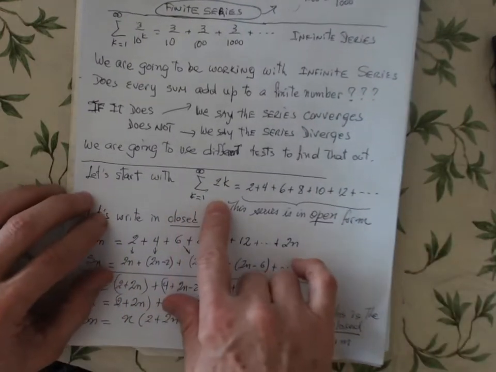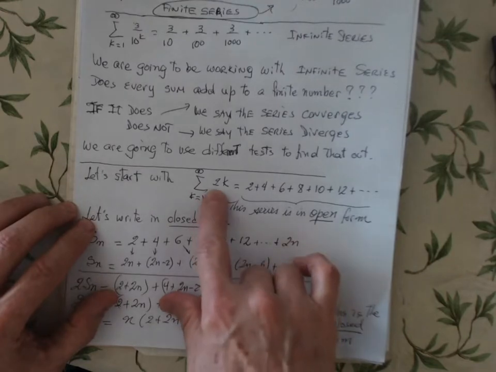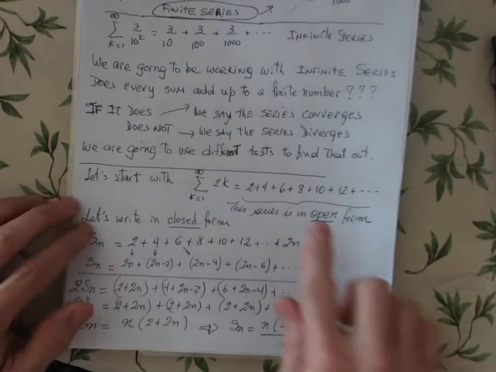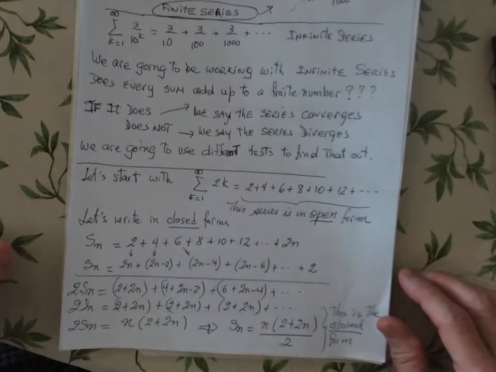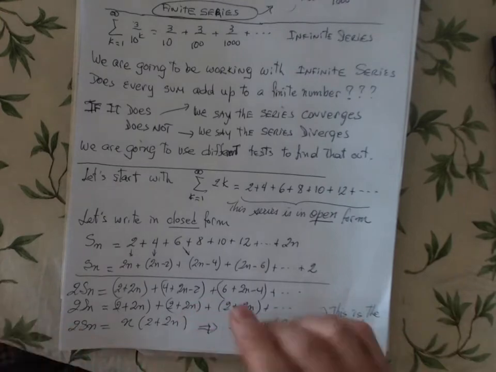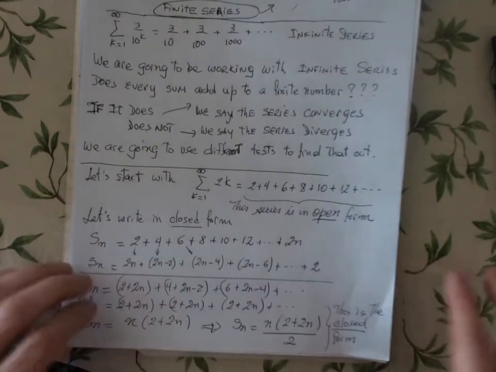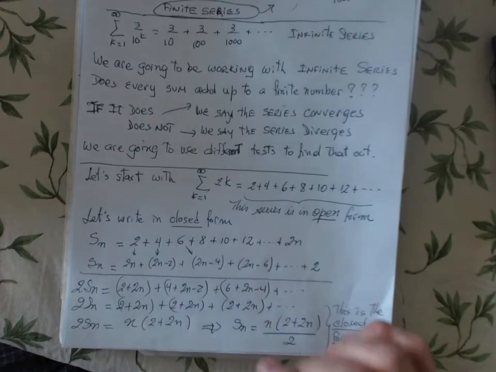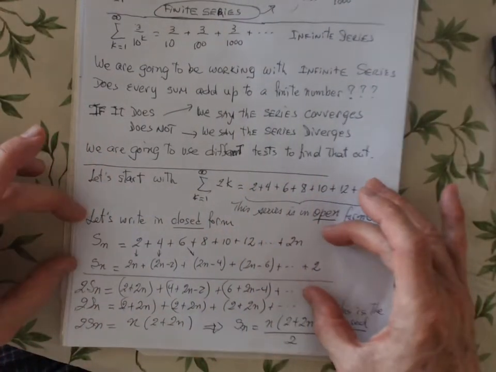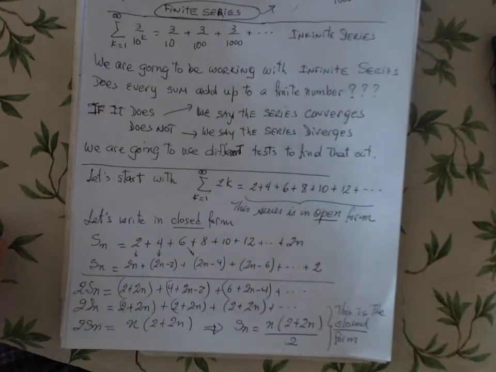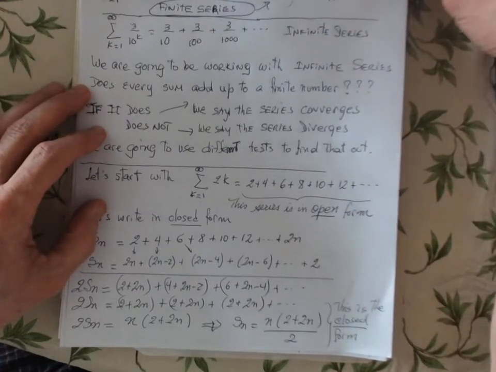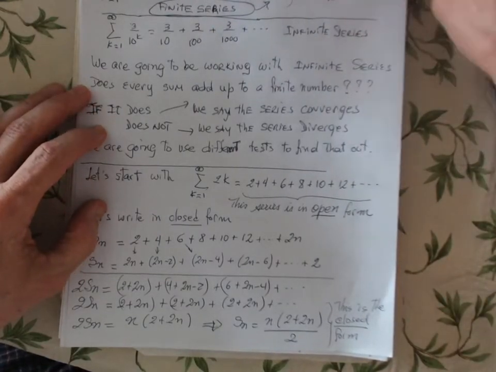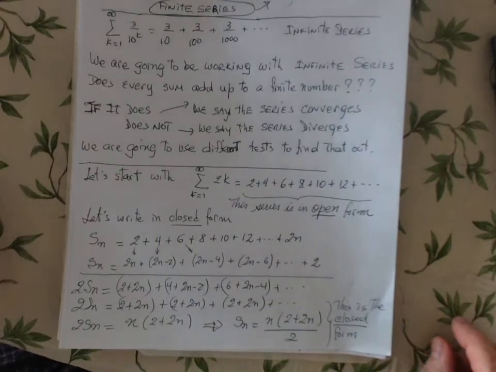Let's start with this one: the sum from 1 to infinity of 2k, all the way. This one, you have it like this, expanded this way. It's called an open form. Well, let's put it in a closed form. We're going to be adding partial sums. For example, this piece right here was discovered by a mathematician. His name was Gauss, and I think he was 7 years old when he figured this one out.